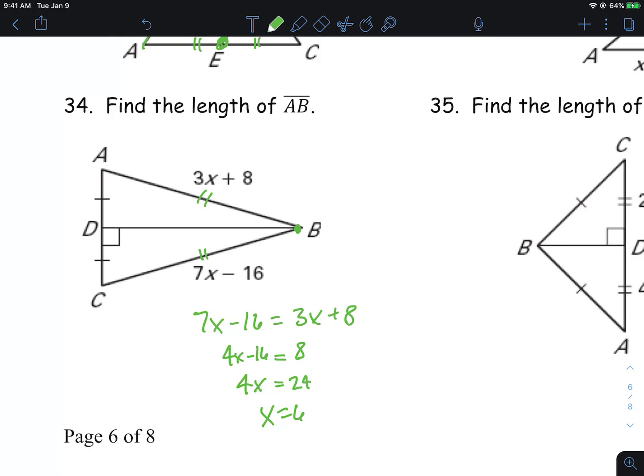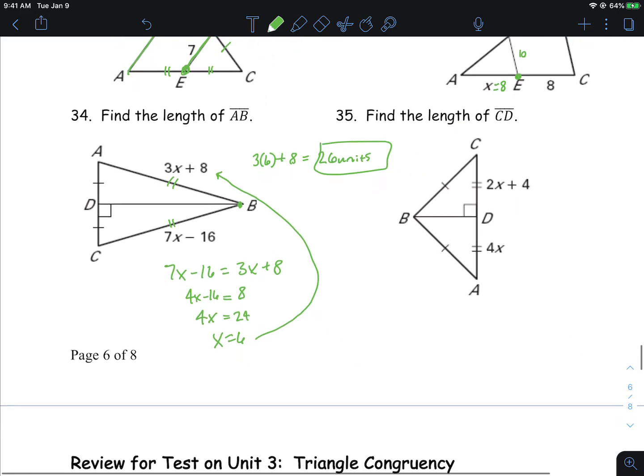They did want us to go find AB, so I should probably go plug that back in. 3 times 6 and then plus 8 should be, let's see here, 3 times 6 would be 18, and then 18 plus 8, that should be 26 units. And that'll be it there.